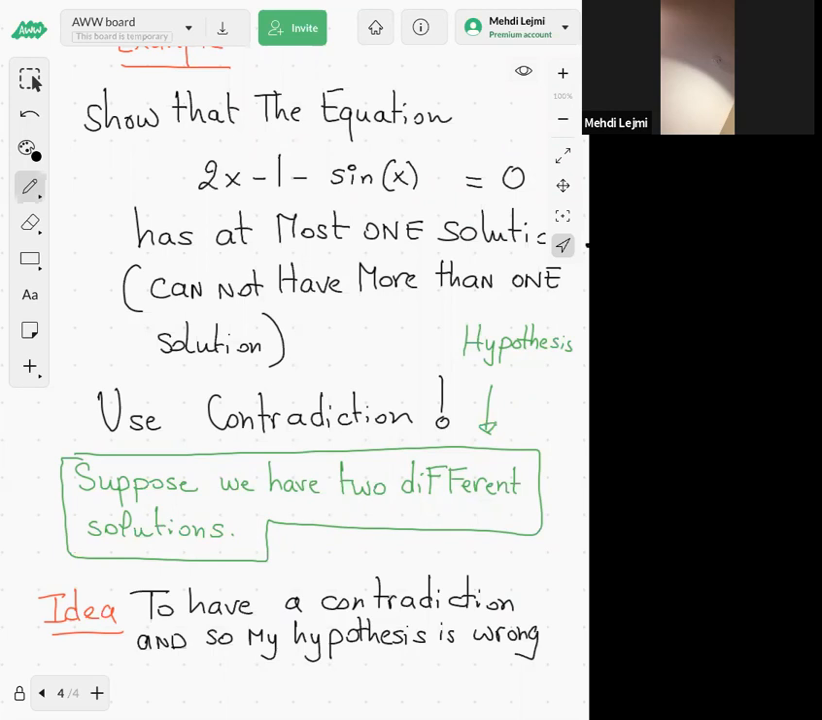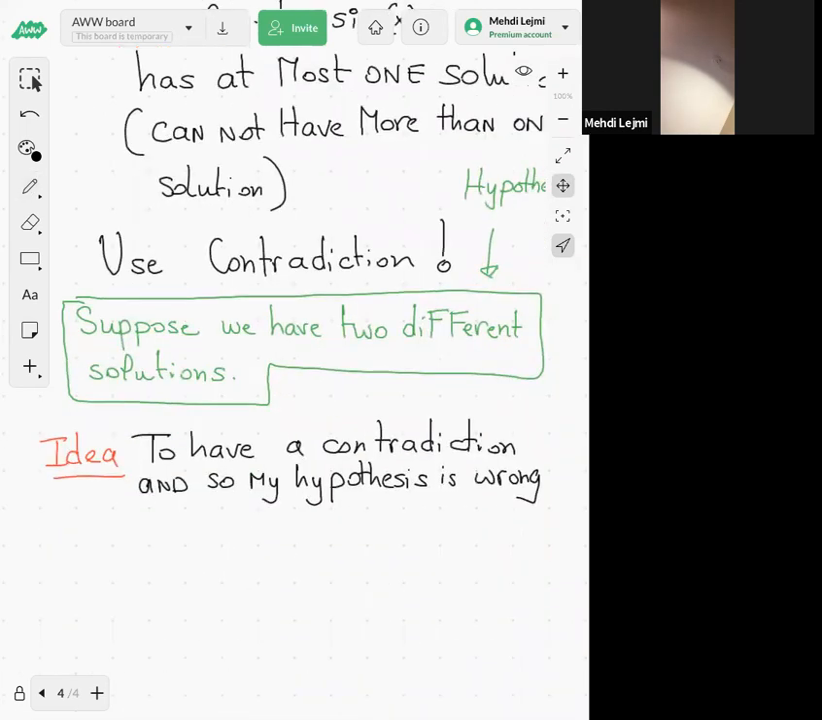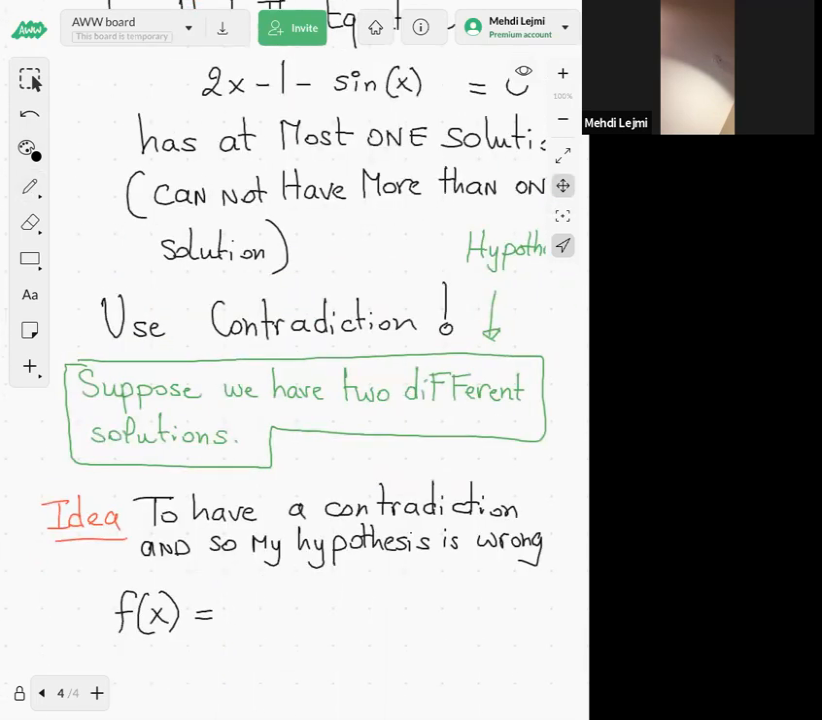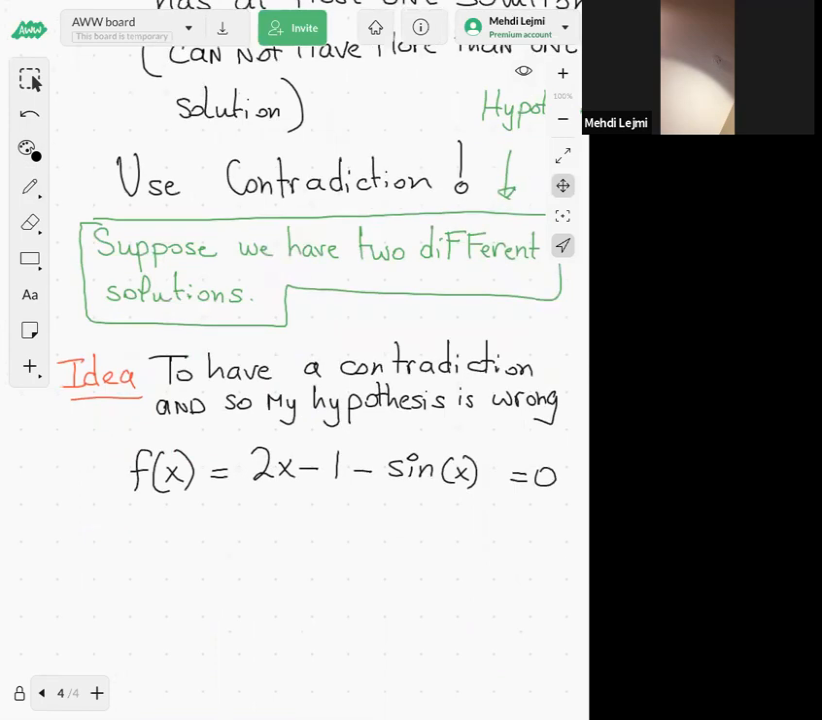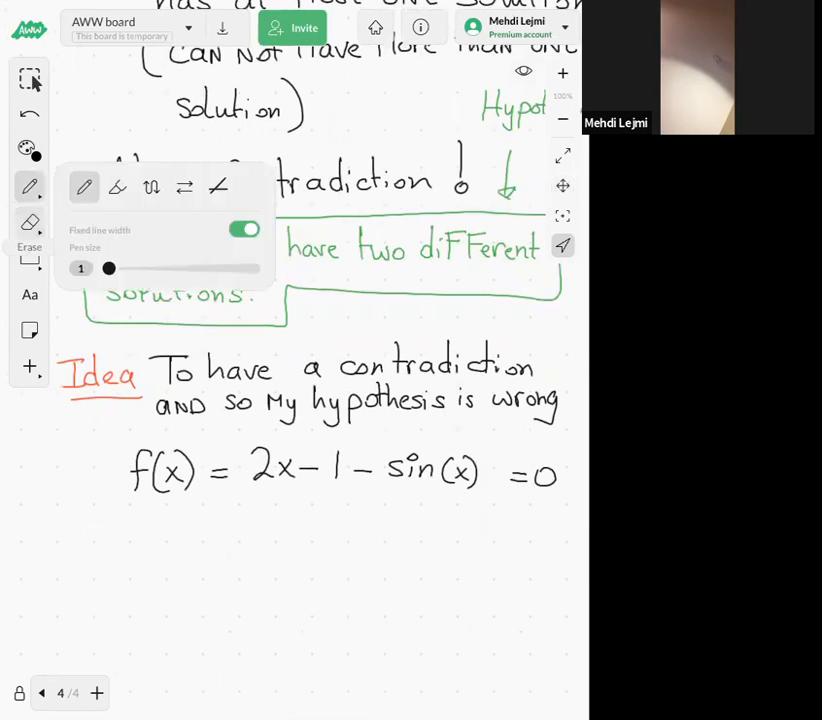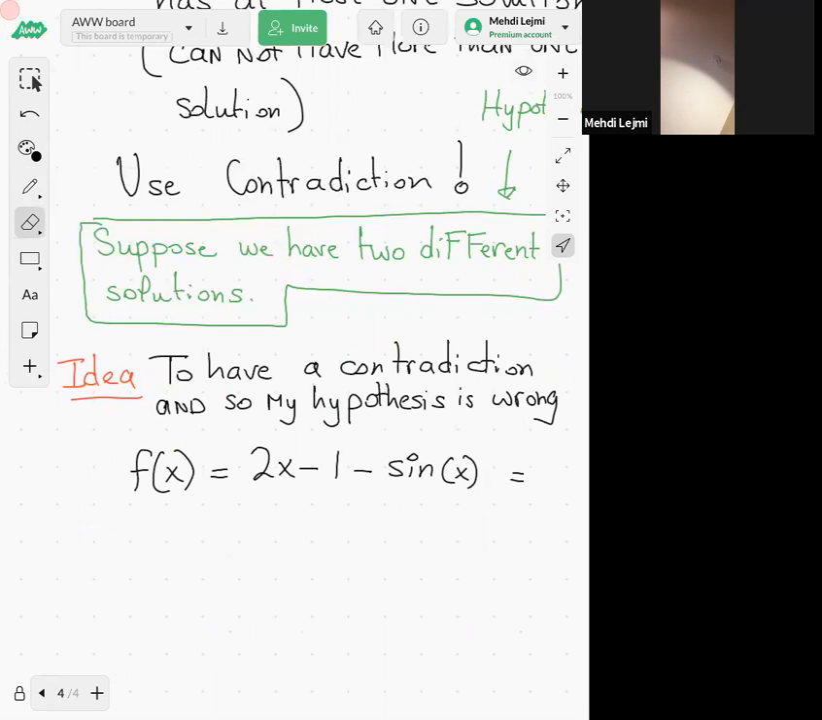All right, so now I'm gonna suppose we have two different solutions, and let's see how we get the contradiction, right? So I have my f of x that I want to solve. My f of x is 2x minus 1 minus sine of x, right? That's my f of x. So I'm gonna suppose I have two solutions.